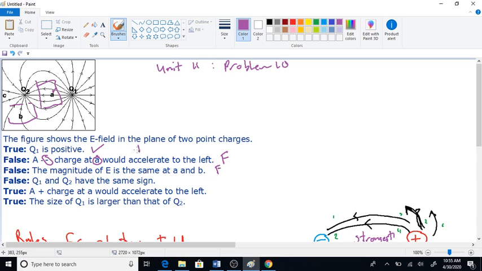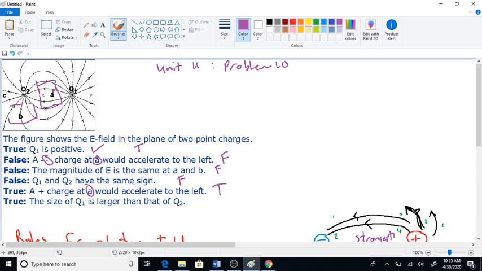This one was true, as you could see up there, we talked about. Q1 and Q2 have the same sign. Well, the arrows are pointing toward Q2 and away from Q1. This is positive, this is negative, so that's absolutely false as well. And a positive charge at A would accelerate to the left. Well, that's the opposite of this one right here. Yes, see, the arrows are pointing to the left. That's the way a positive charge would go, so that's absolutely true.